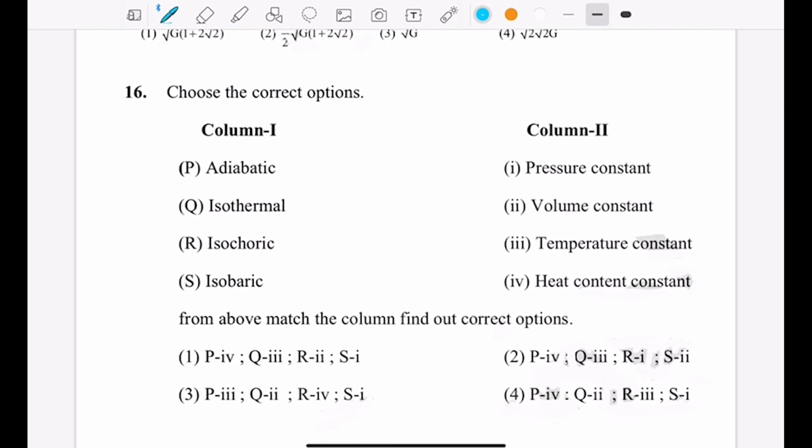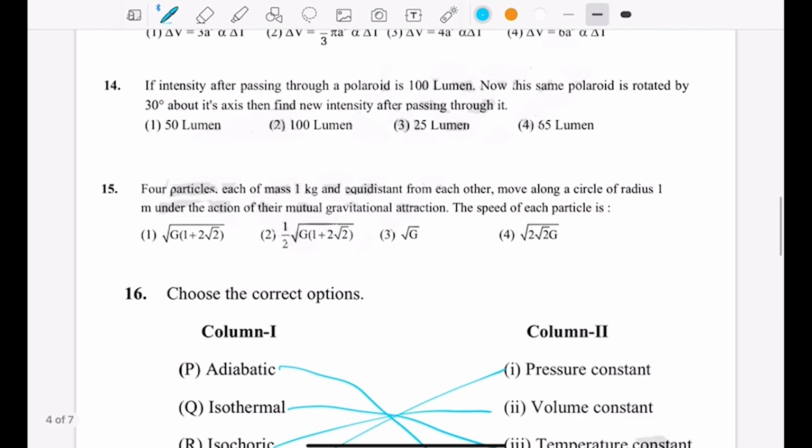So very simple question. Yes, isobaric is constant pressure. Isochoric, volume constant. Isothermal, temperature constant. Adiabatic, heat constant. So it should be P4. Q is 3. Yes, definitely Q is 3. P4, Q is 3. Next, R is 2. This is the first option.